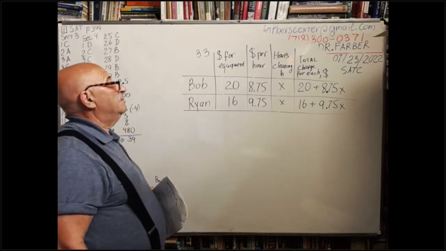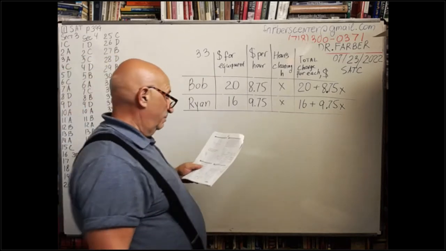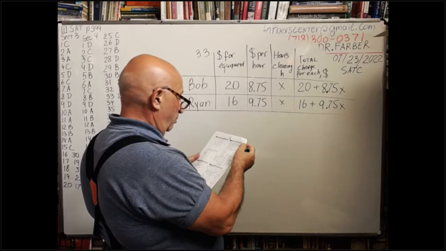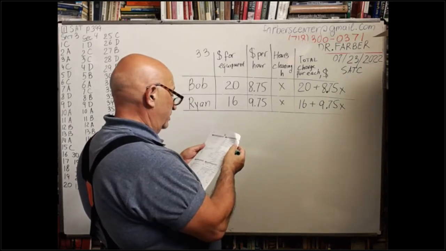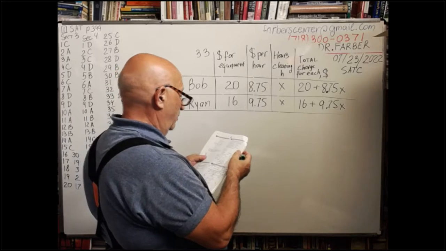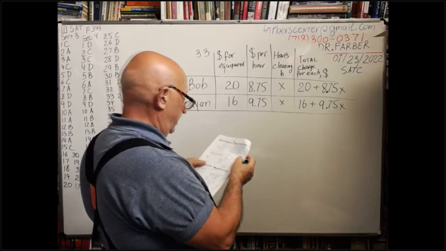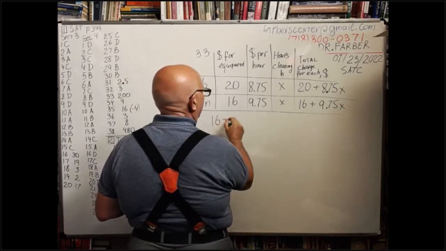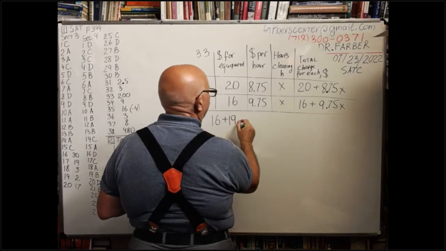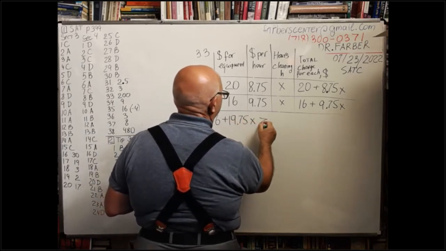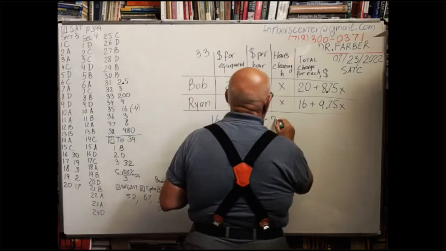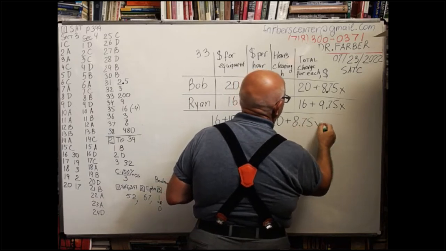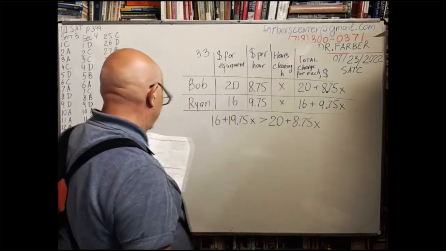Did they miss something? Not really. And what they said? They said that Ryan supposed to charge more than Bob. X represents the number of hours spent. What are all values for which Ryan total charge is greater? Where is Ryan? This is Ryan. Plus 9.75x must be greater than 20 plus 8.75x. Everything is given. I just read line by line on this.